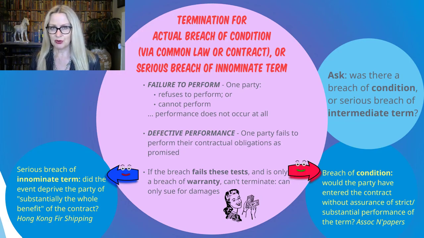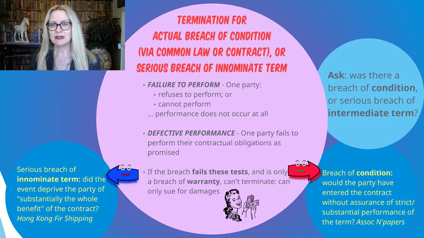The source of your right to terminate there will simply be your common law right to terminate for serious breach of an innominate term. The breach might arise by way of failure to perform, that is, they refuse or they can't perform, so performance doesn't happen at all, or it might be defective, and we've had a look at partial performance and defective performance in this video series.